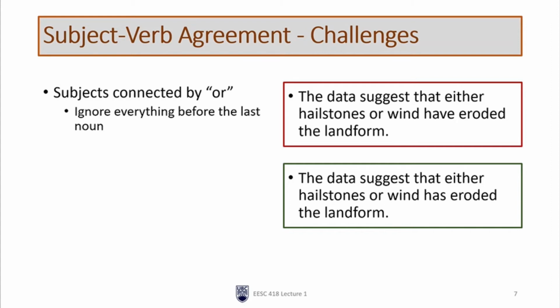So in this example, the data suggests that either hailstones or wind have eroded the landform. That actually sounds fine to me when I say it out loud, but reading it, you can see that it's incorrect because the verb has goes with the word wind, not have. And so this is where it can be tricky to read your own work and to correct it. Even reading it out loud, it sounds kind of correct. So you have to be very specific about how you look for these verbs and matching them up to the nouns when you're correcting technical writing.